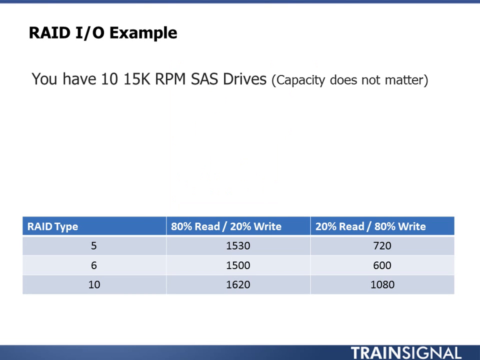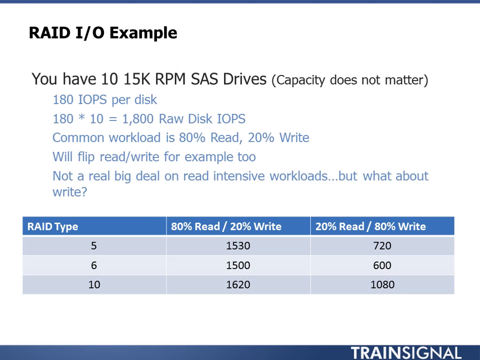An example, you have 10 15,000 RPM SAS drives. I don't care about capacity. Capacity does not denote performance, at least from an IOPS standpoint. It actually would for throughput. Higher density disks often have faster sequential read and write, but I live in a world where sequential read and write is not key. It's usually the IOPS. So you have 10 of these, 180 IOPS per disk, back of the envelope number, 180 times 10, 1,800 raw IOPS.